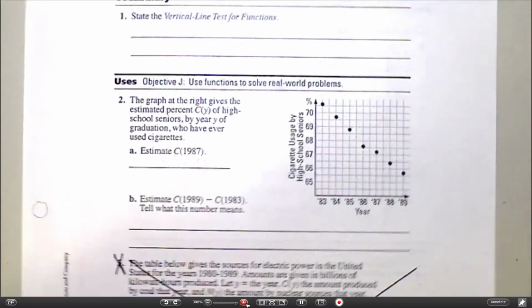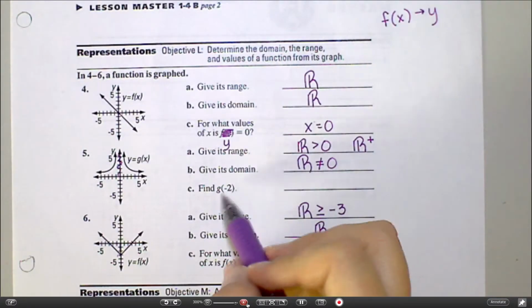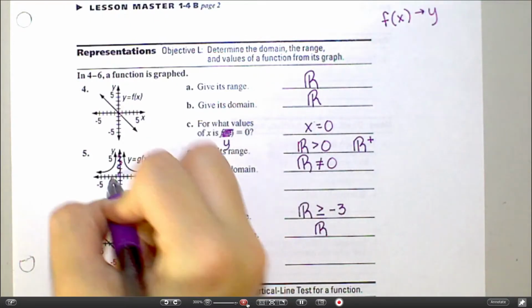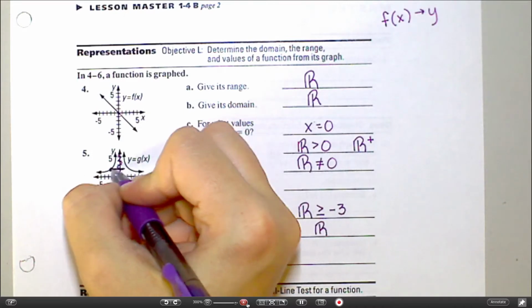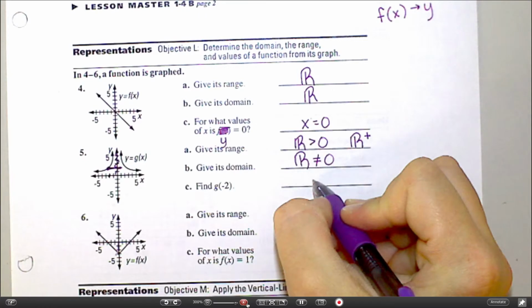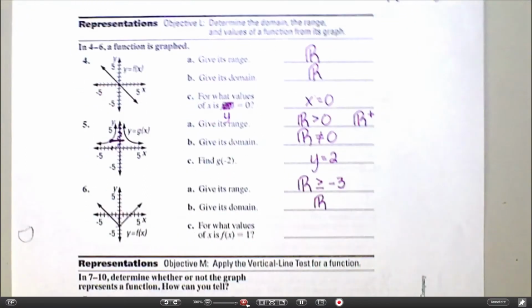67.2. Okay, that's the same thing we're going to do here. G of negative 2 means to find negative 2 on the x-axis, which is right here, go up to the graph, and then read across and tell me what y value that's at. That's at 2, yep. So we would say y equals 2. Okay.